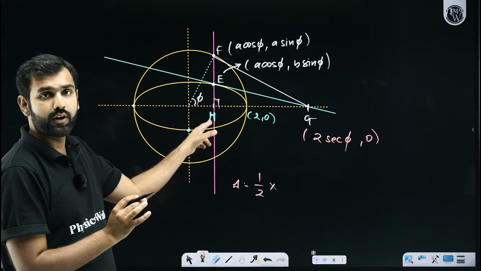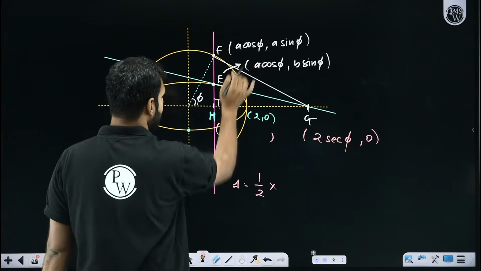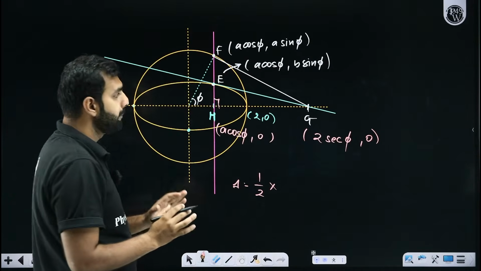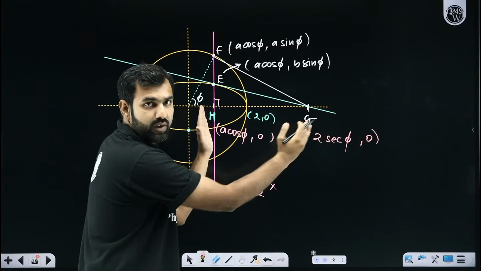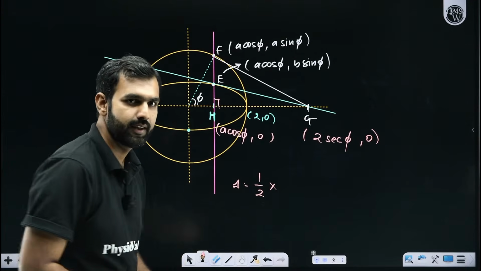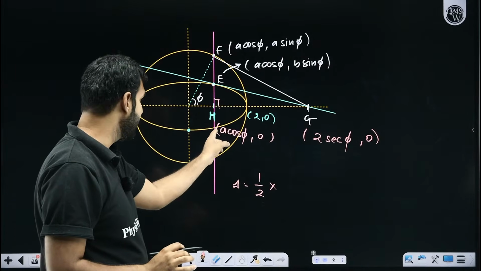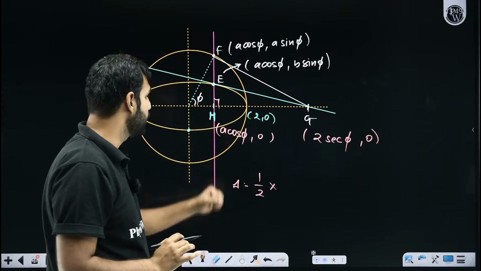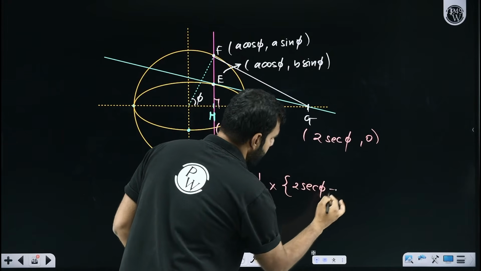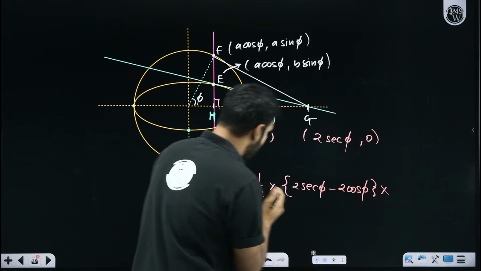Can you help me with the coordinate of H? The H has alpha comma 0, but what is alpha? Alpha is A cos phi comma 0. So base means what? HG. What is HG? This minus this. Everybody comfortable with this? So with this, 2 sec phi minus A cos phi. So cos phi is what? A is 2. So this is 2 cos phi. So this will be 2 sec phi minus 2 cos phi into half base into height.